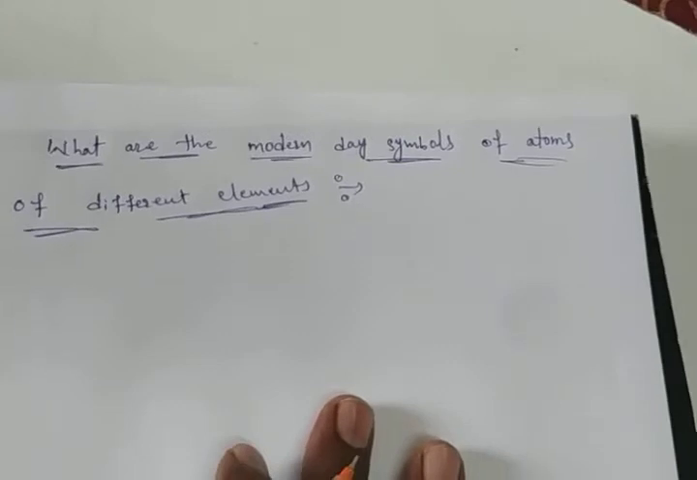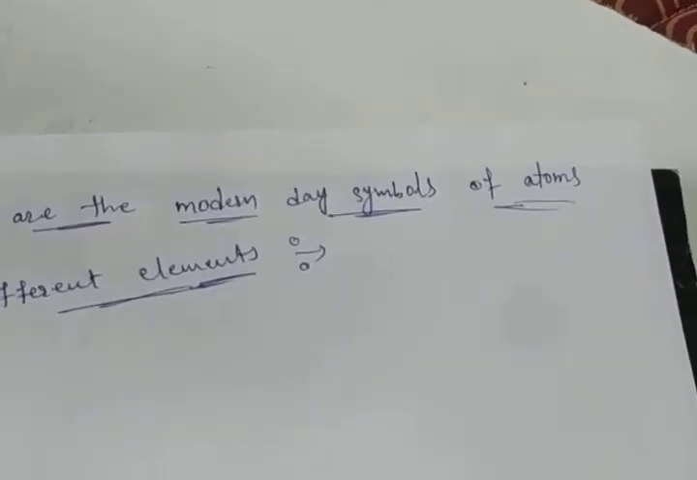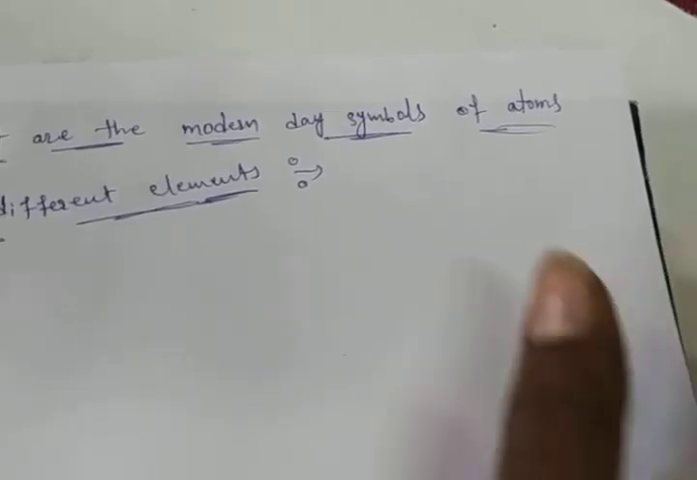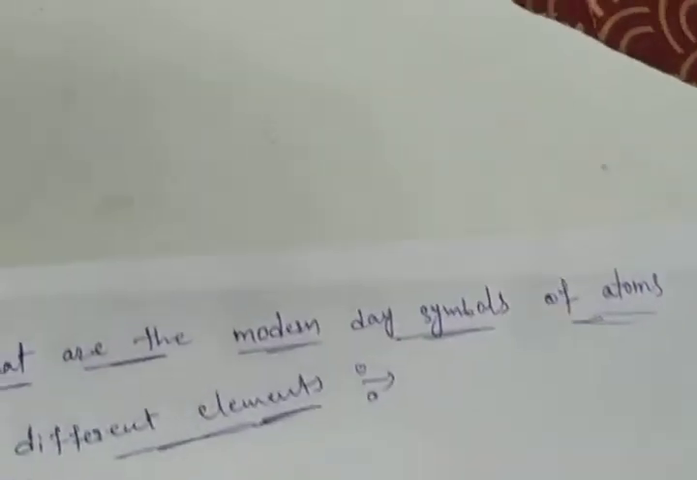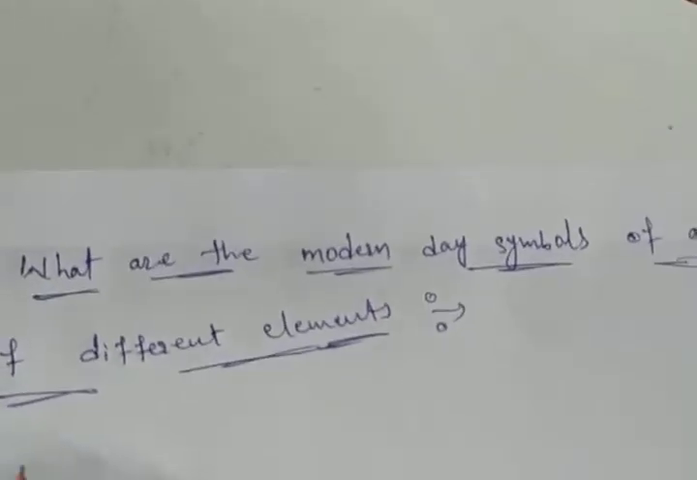What are the modern day symbols of atoms of different elements? Who is the first scientist to use the symbols for elements in a very specific sense? Dalton. Dalton was the first scientist.